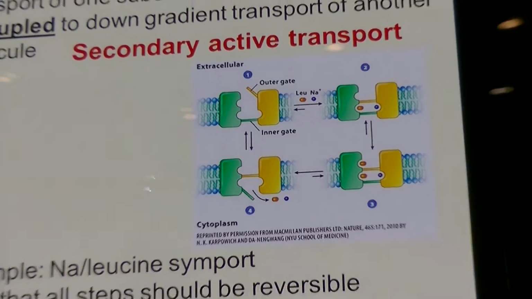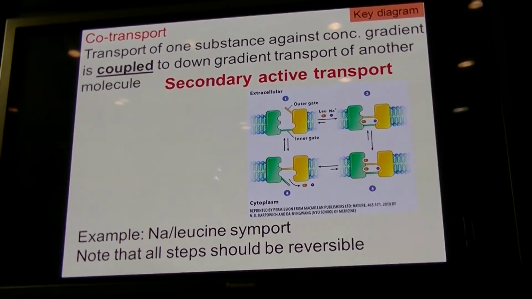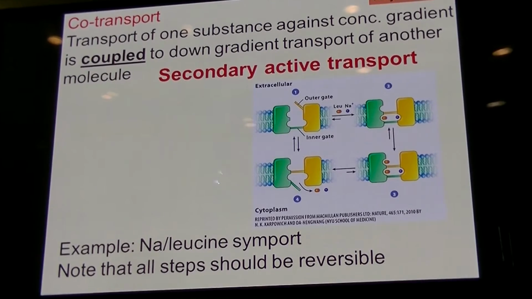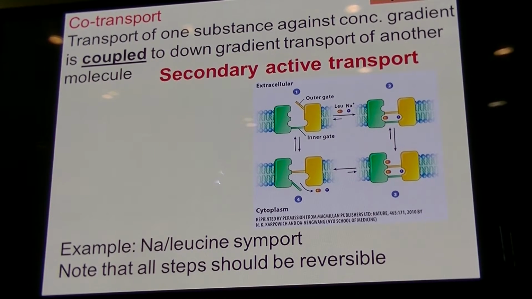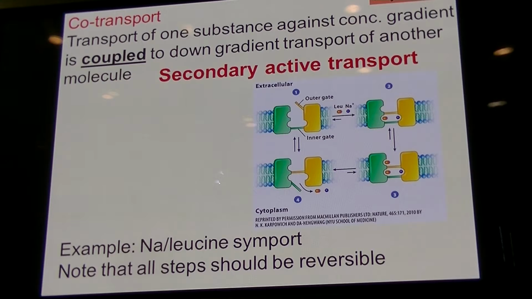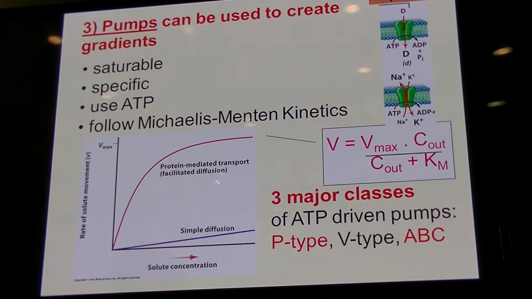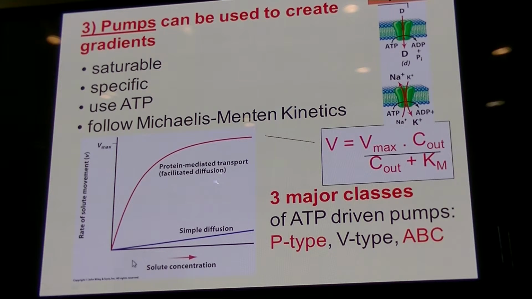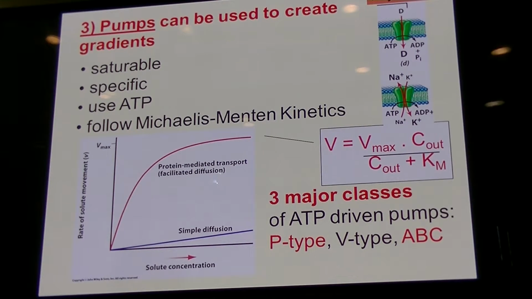Okay, so we call this co-transport. So we have carriers. In the carriers we have uniporters, one molecule. We have co-transporters. Co-transporters are the symporters and the antiporters. Okay, third possible mechanism. Again, we might have a saturation curve indicating there's a specific binding site for the molecule that gets moved across the membrane.